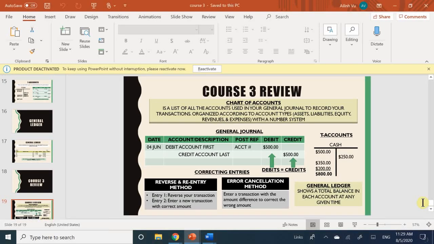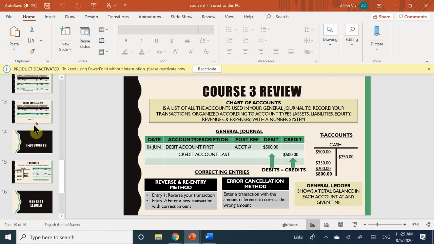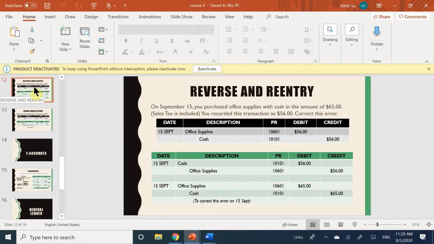Questions about chapter 3? I do have a question. Yes. In reference to the reverse and re-entry method, if you found an error, can you correct that the following day, or does it have to be done the same day? You know what? Whenever you recognize that you made an error, it can happen 2 days from now, it can happen a week from now, it can even happen a month from now.